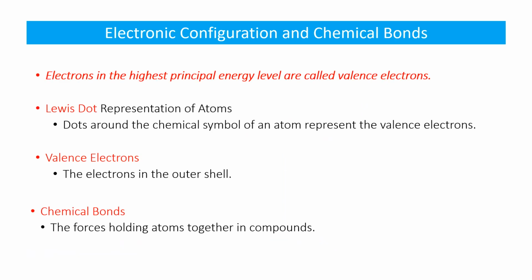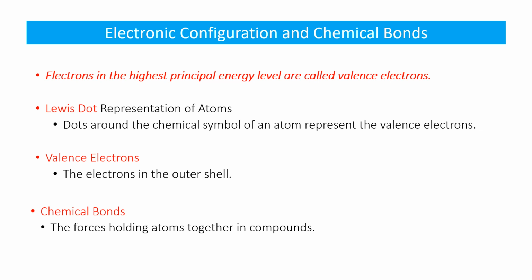The significance of the electronic configuration as it relates to chemical bonds is this. Electrons in the highest principal energy level are called valence electrons. These are the electrons that are involved in bonding. We normally use Lewis dot representations of atoms, and these dots are really valence electrons, i.e. outer shell electrons. We relate these because these will combine together to give us chemical bonds.